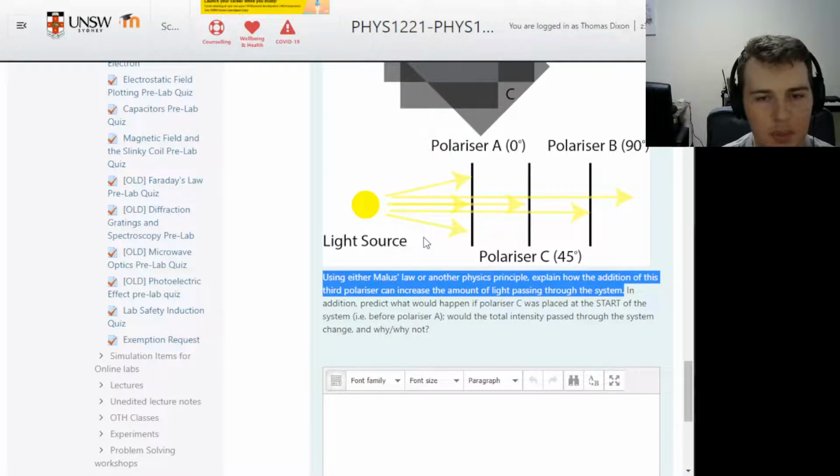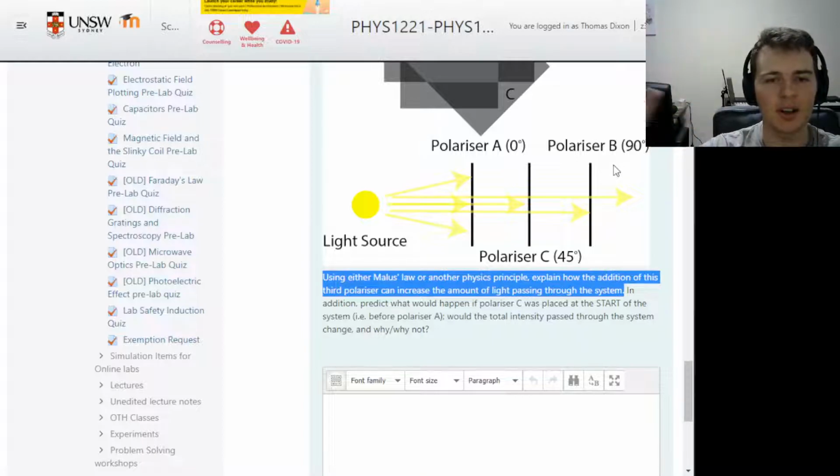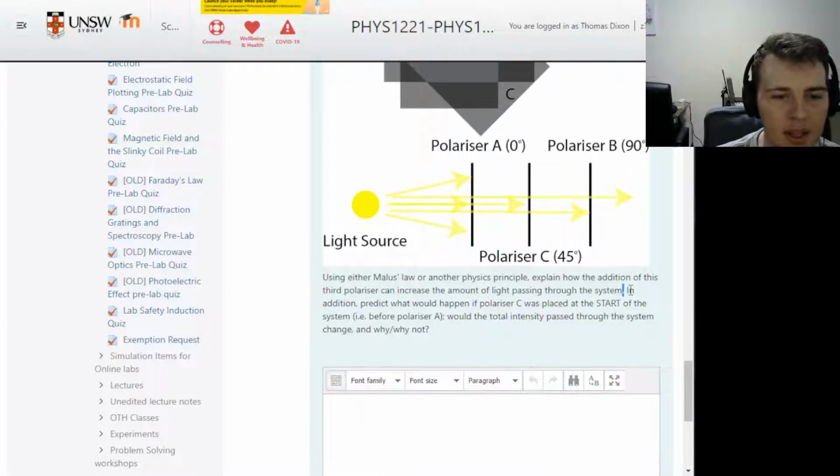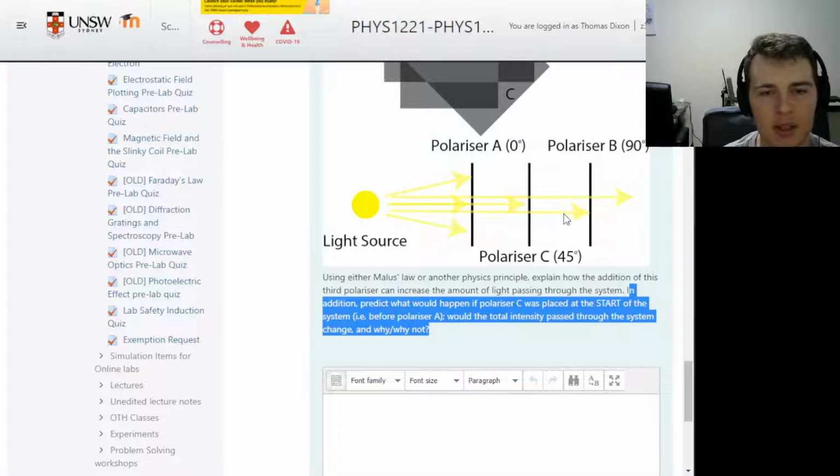Answer to part 1: basically, you could just say Malus's law, right? It gets cos squared 45 here and cos squared 45 here, and cos squared 45 times cos squared 45 is not 0, whereas cos squared 90 is 0. They can just formula it or verbally explain it any other way. That works. And then what would happen if polarizer C was placed at the start or end?